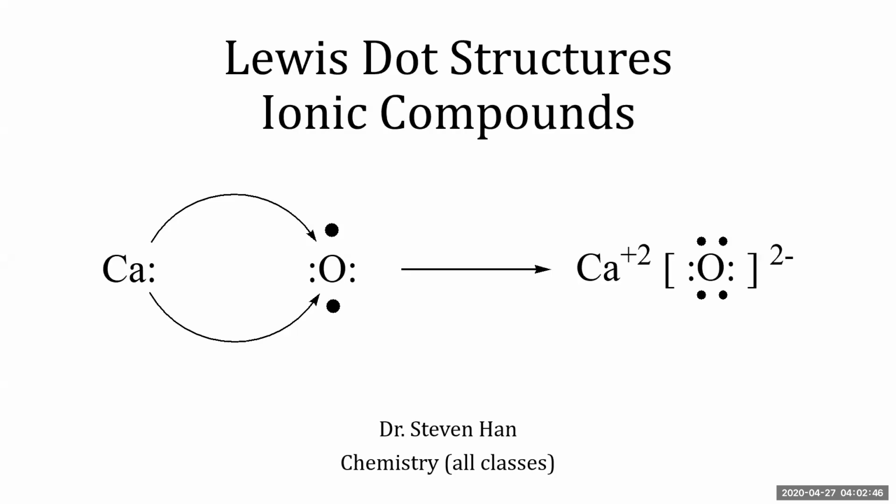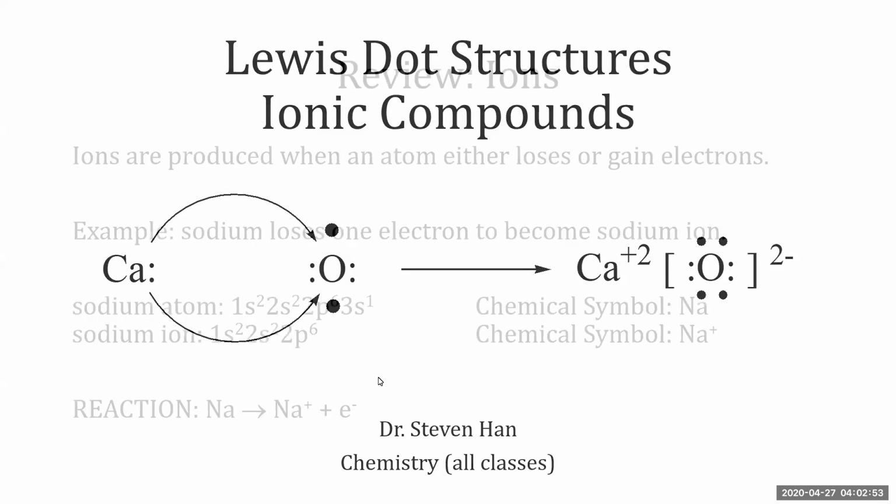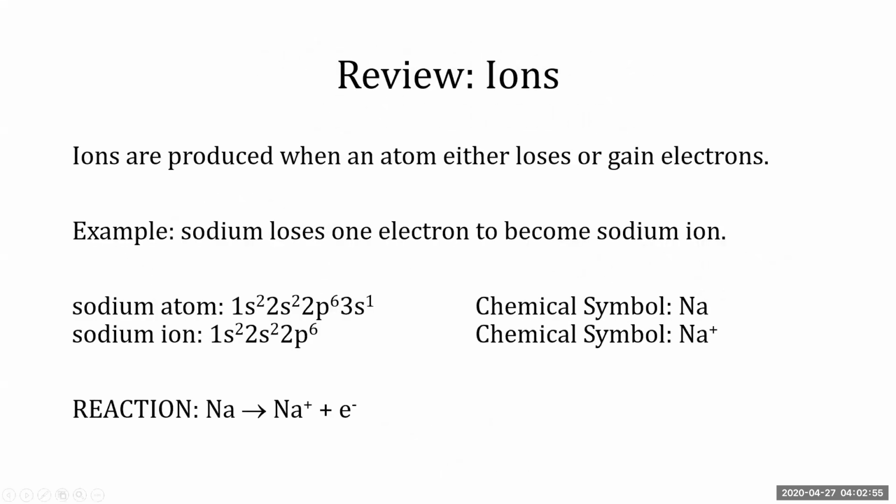This lecture is on Lewis dot structures, specifically on ionic compounds. A quick review on ions. Ions are produced when atoms either lose or gain electrons. For example, a sodium atom loses one electron to become a sodium ion. A sodium atom has 11 total electrons and has one valence electron in the third energy level.